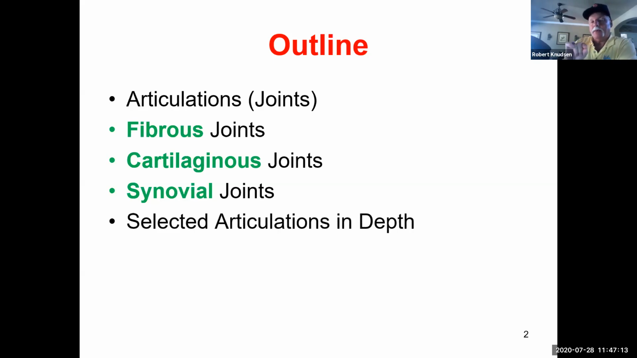Now you see in black here, I put selected articulations in depth. Your articulation chapter 9 goes on for a long time. Remember when we did movements: flexion, extension, hyperextension? That came out of chapter 9. I'm going to hold you responsible for that on the second exam, but I'm not going to go into dialogue on it because you've already had it.